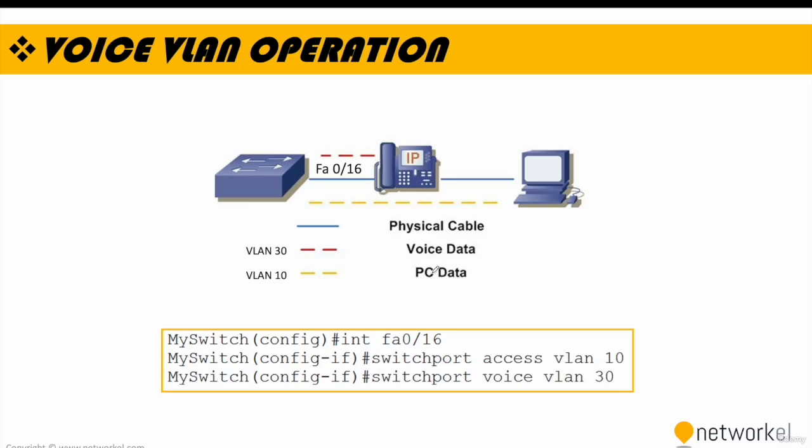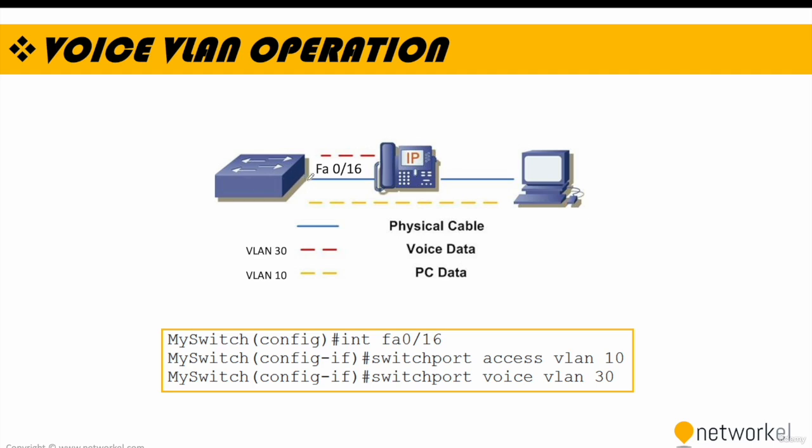Okay, to solve this, most IP phones have a 3-port switch inside of the IP phone. One port connects to the switch, one port connects to the computer, and one internal port, that is not visible most of the time, connects to the phone. So this allows us to connect the IP phone and computer like you see on the screen.